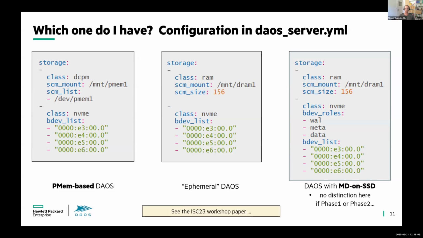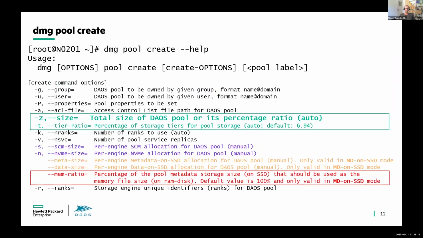There's other stuff like this control meta stanza in the config file, but the easiest really is to look at how the storage devices are configured. And then as a user, as a storage administrator, more precisely, dmg pool create is the command to actually create a storage allocation, a DAOS pool, and the easiest parameter to do that is to use the size parameter and tell the system I want whatever 100 terabytes.